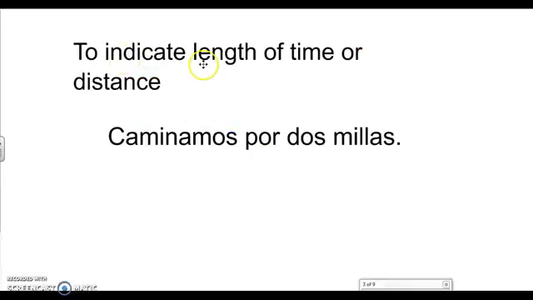First, to indicate length of time or distance. Por ejemplo, caminamos por 2 millas. We walked for 2 miles. 2 miles was the length of the distance.